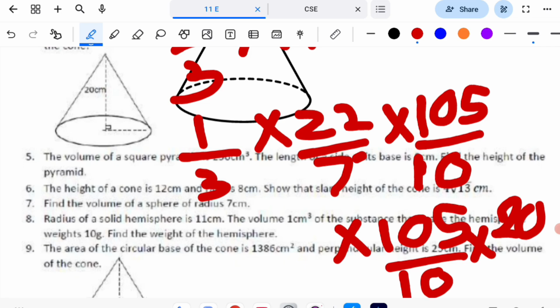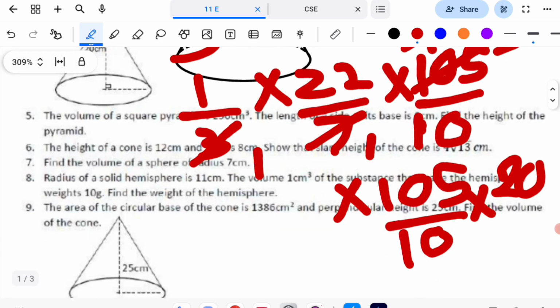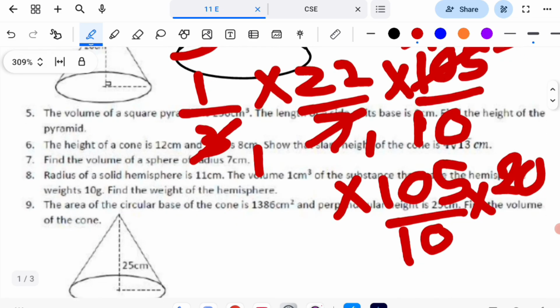Then we have to simplify it. Divide by 7, 1. Divide by 7, 1. 3 remaining. 35 divided by 7 is 5. 3 divided by 3 is 1. 5. We can cancel out 10 and 20, 2.